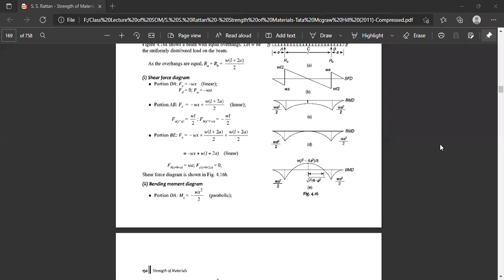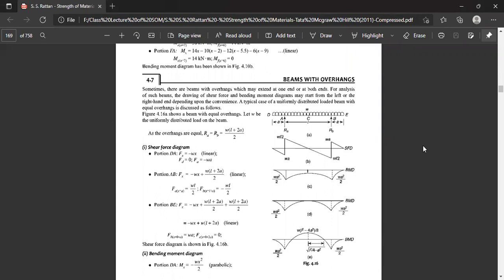Let us start now. At the last class, we have gone through the shear force and bending moment diagram of simply supported beams as well as cantilevers. Now, let us talk about the beams with overhang.